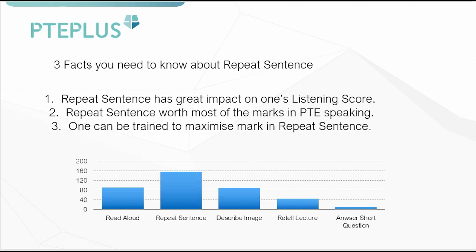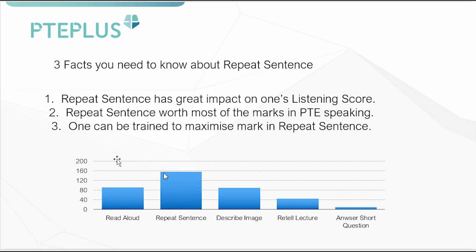Now, I'm going to give you 3 simple facts that you need to know about repeat sentence before your actual examination. First of all, repeat sentence has a great impact on one's listening score. So for example, if you're getting just say 40-50 in your speaking marks, there is no way you're going to be getting 79 in your listening score.